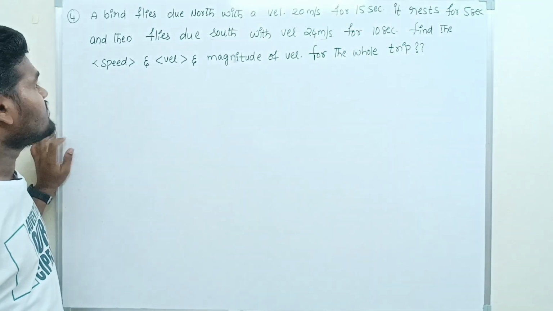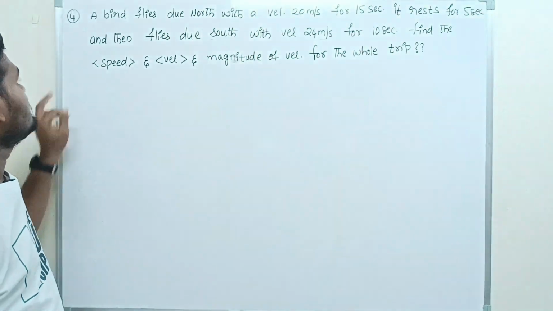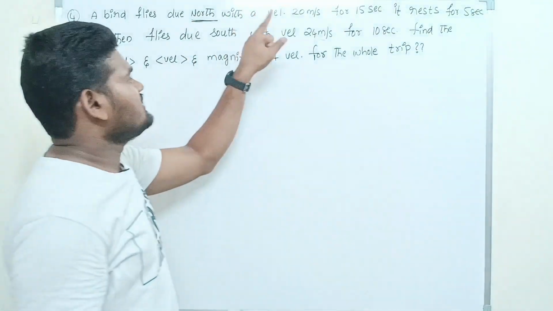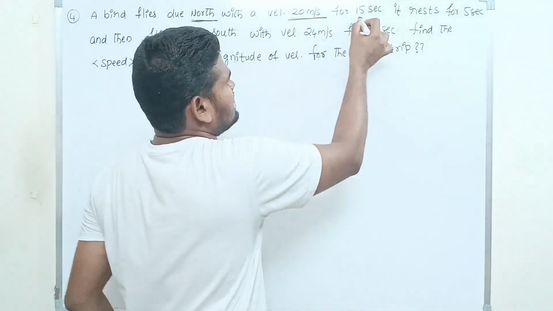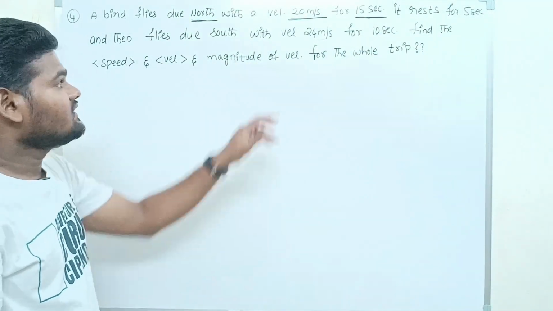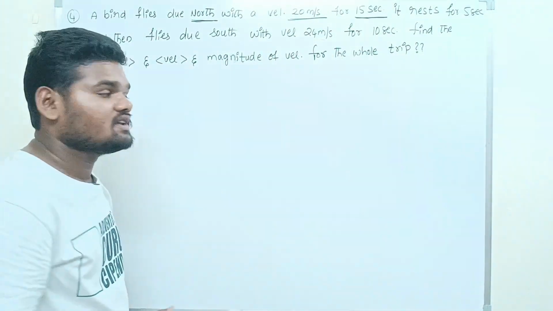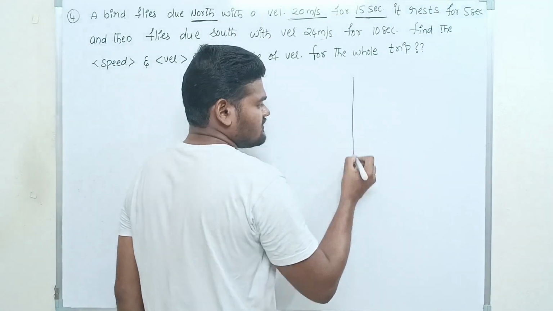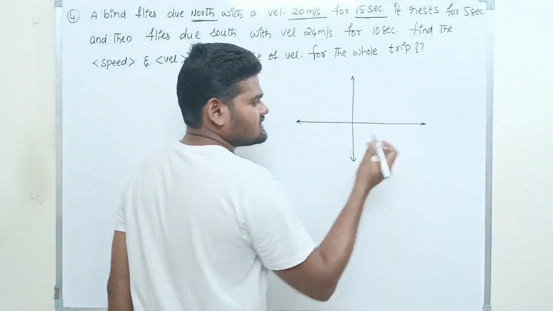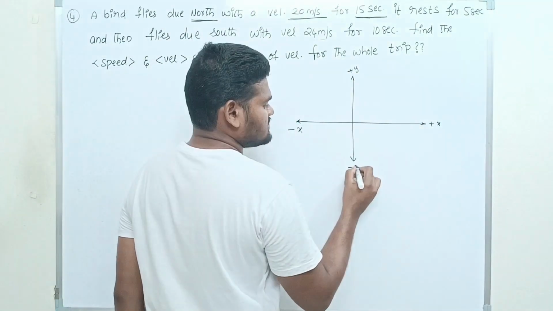Right. So one more question is there, and this is a conceptual question. Okay, have a look. A bird flies due north with a velocity given, and for 15 seconds. A bird is flying towards the north direction with this much of speed for this time. So in the displacement concept, I already told you that whenever we get directional problems, we have to take a coordinate system. This is plus x, minus x, plus y, minus y, right?